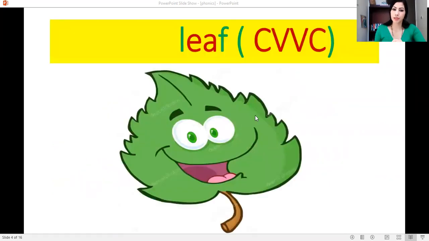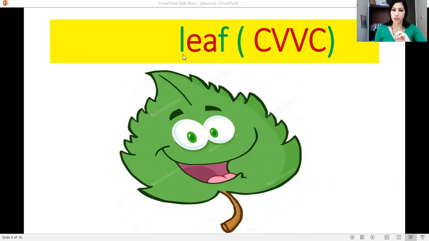For example, here we have a leaf. Look carefully at this word, please. The beginning sound here is L, and the ending sound is F. In the middle, I have EA, and they work together, or when they meet, they give long E. So I'm going to read it now. L, E, leaf, leaf.